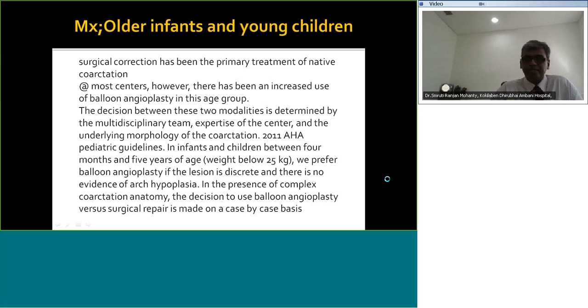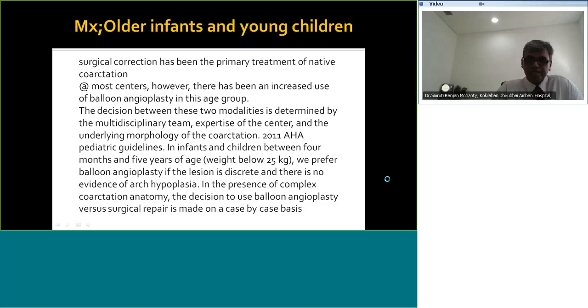In infants and children between 4 months and 5 years of age, some people prefer balloon angioplasty if the lesion is discrete and there is no evidence of arch hypoplasia. Believe me, the indication for balloon is there when the lesion is discrete, limited to a periductal area, and there is no evidence of arch hypoplasia. Now, I am talking only about isolated coarctation. In the presence of associated complex lesions, say VSD or any other complex cardiac lesion, there is no question of doing anything except surgery.